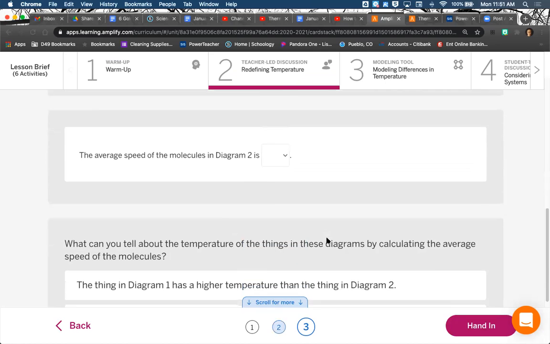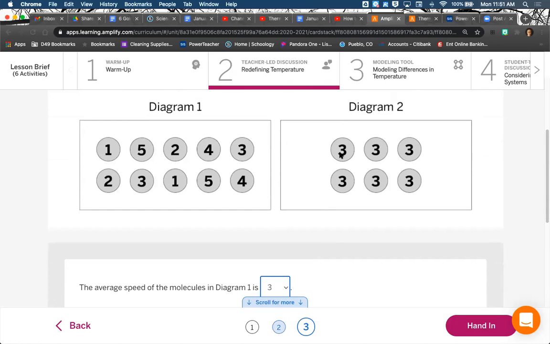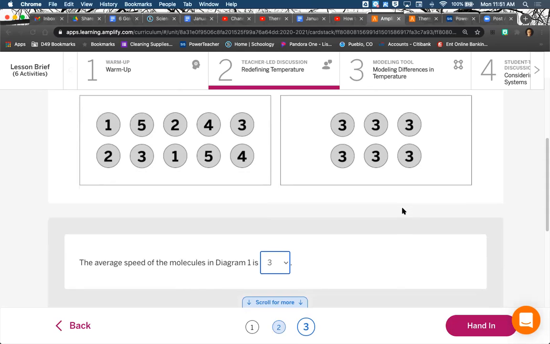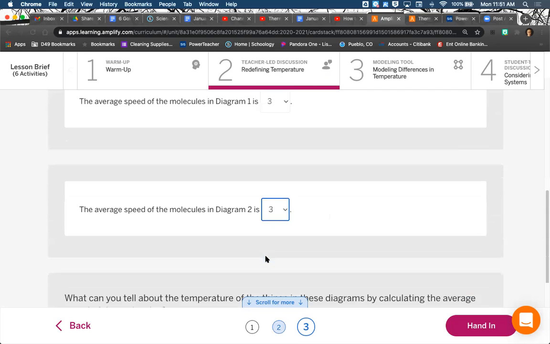The average speed of the molecules in diagram 2 is 3, 3, 3, 3, 3, 3. Add those all together, that's 3, 6, 9, 12, 15, 18, divide by 6 molecules, which are what these circles represent at the moment. 18 divided by 6 is a 3.